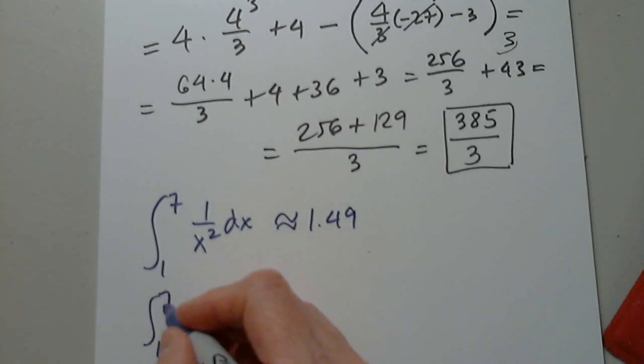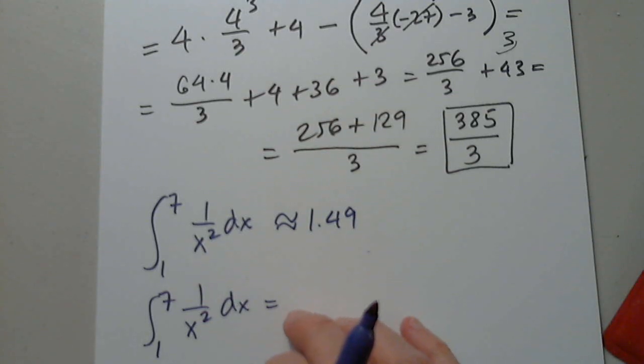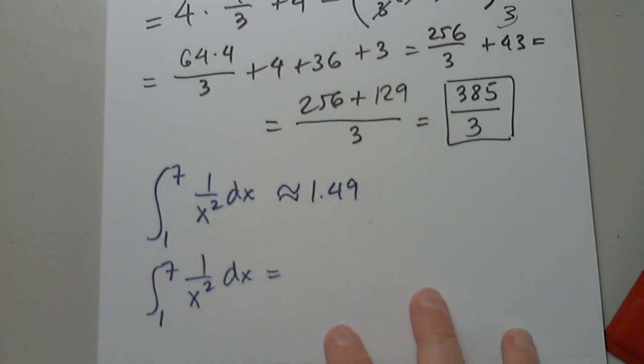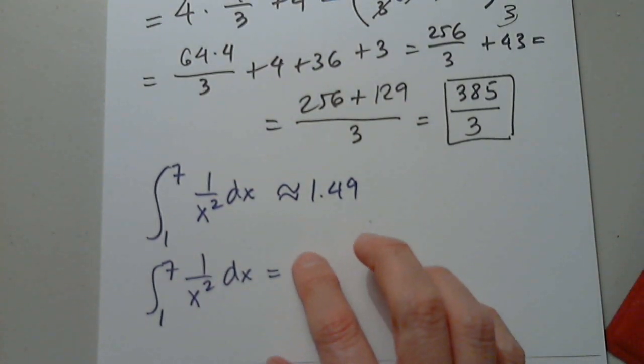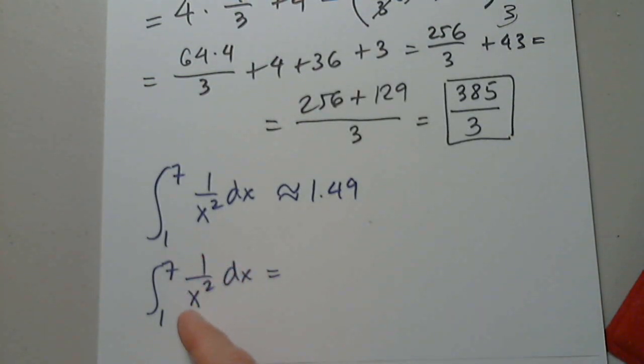So the integral from 1 to 7 of 1 over x squared dx equals, I need to know which function prime is 1 over x squared. We had that in a little box on the side last time. So anyone remember which function I differentiate to get 1 over x squared? Anyone?